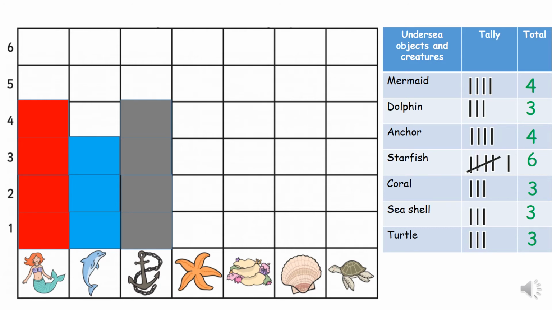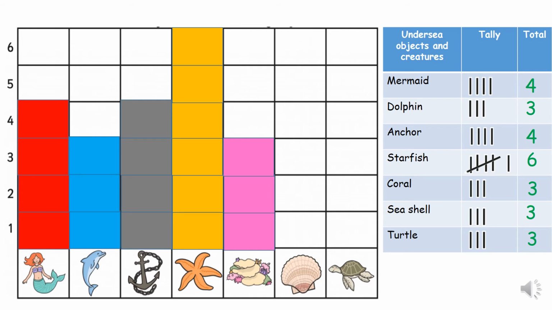The next item on our tally chart is starfish. How many starfish did we see? We saw 6 starfish. 1, 2, 3, 4, 5, 6. 6 squares to represent the 6 starfish. The next item is coral. How many coral did we see? We saw 3. 1, 2, 3.